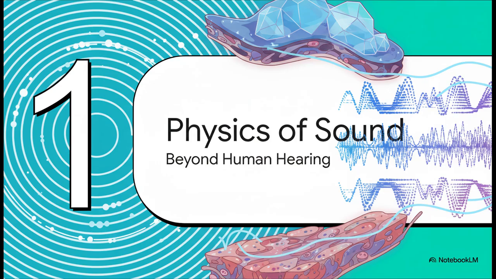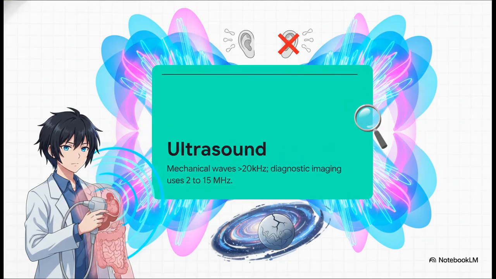Section 1. The physics of medical sound, beyond human hearing. To really understand ultrasound, we first have to recognize that sound is a mechanical, longitudinal wave. It's made of compressions and rarefactions. And crucially, it absolutely requires a medium to travel through. It needs matter. Now, ultrasound specifically refers to waves operating way above human hearing, anything over 20,000 hertz.